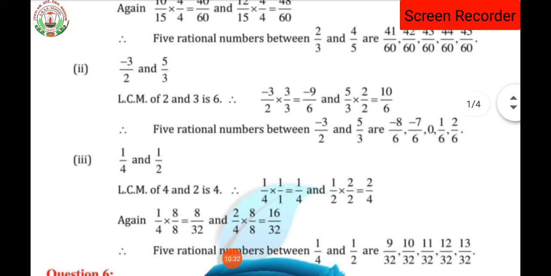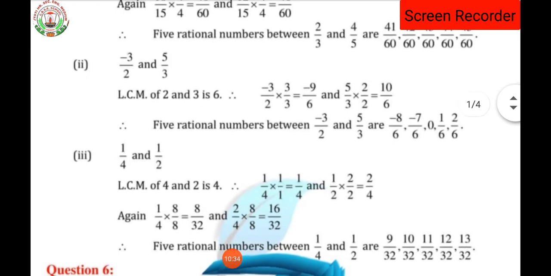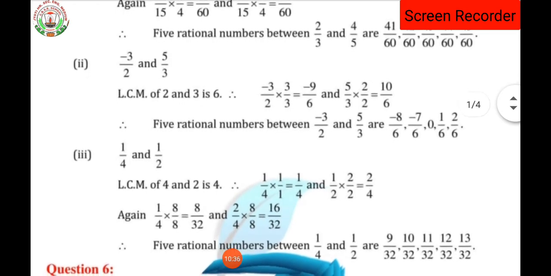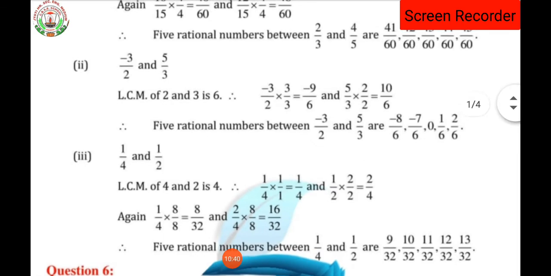Here in this question again it is said that you have to find 5 rational numbers between 1 by 4 and 1 by 2. Since the denominators are different, we are going to take the LCM of the denominators. So what will be the LCM of 4 and 2? That will be 4 itself. Everybody knows how to take the LCM.